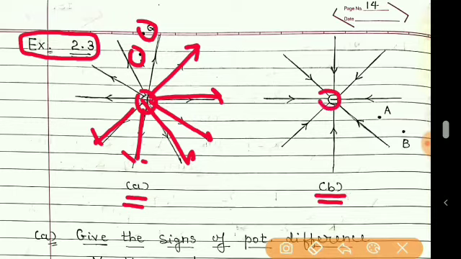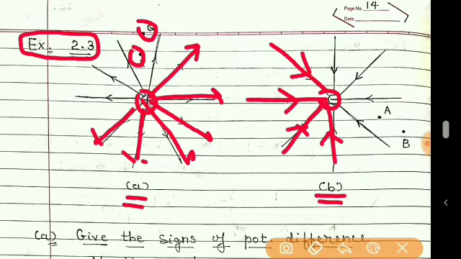Once again, the electric field is radial, but it will be moving towards the charge. This you already know. And here 2 points are given, point A and point B in this electric field.